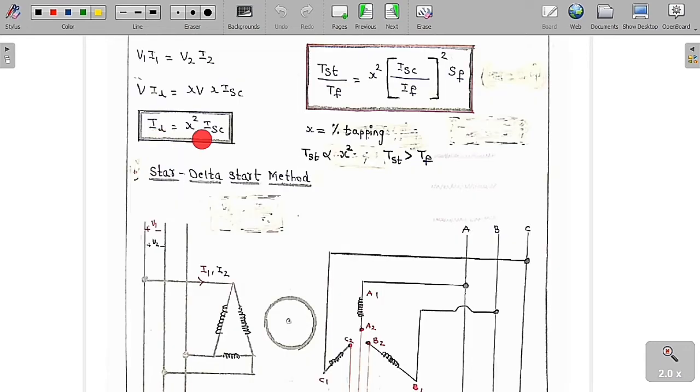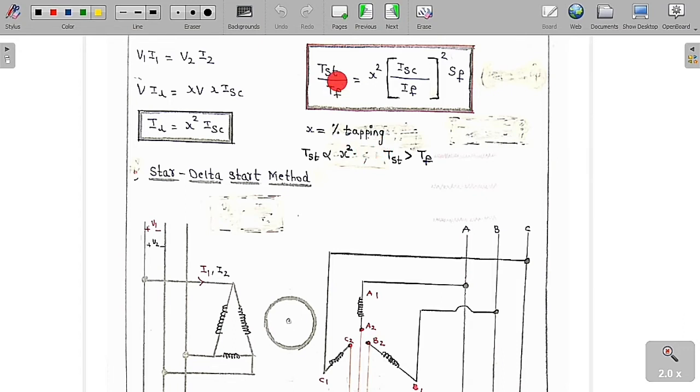So input current is equal to X square into starting current. I have already told one important point, which is starting torque by full load torque is equal to X square into starting current by full load current whole square into slip at full load. So here it is X square. X is basically the percentage of tapping. How much percentage you are doing the tapping. X always lies between 0 and 1.